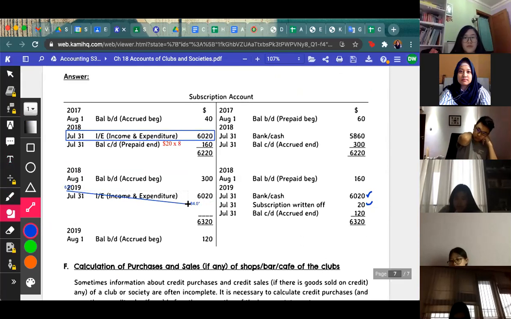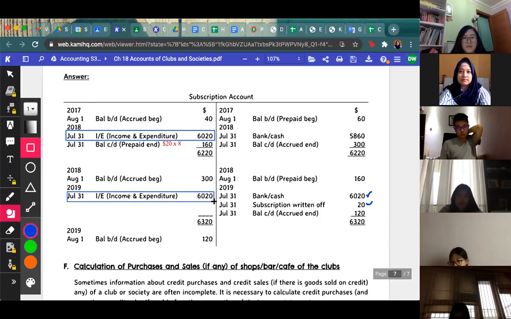Next, the one that is missing is income and expenditure. So income and expenditure is the missing figure here, and then you can find it by placing everything in their places. Yeah, and then don't forget to carry it down to the next accounting period. Okay, and that's it for the subscription account. I believe you're already familiar with this from when we studied accrued and prepaid.